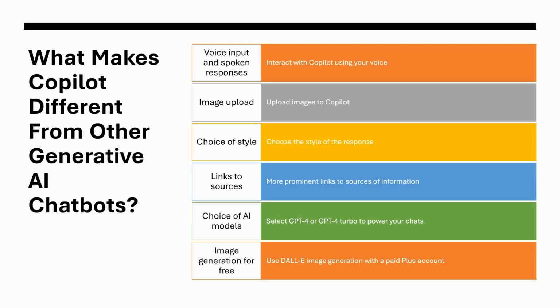Copilot has some unique differences from other AI chatbots, such as voice input, image upload, choice of style, links to sources, choice of AI models, and free image generation. These features distinguish Copilot from the other AI services.